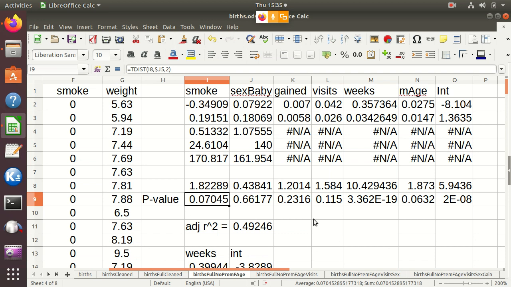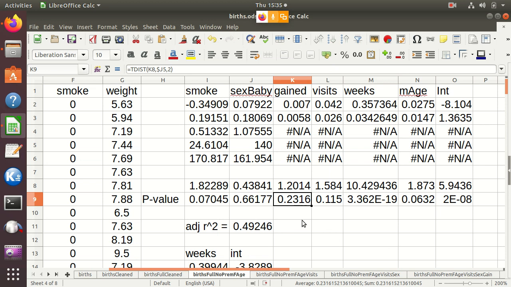But then I also look at things like p-values. And so the sex of the baby, that p-value is huge, 0.66. Number of visits, that p-value is pretty big. The weight gained, big p-value, right? All of those are candidates to get rid of.